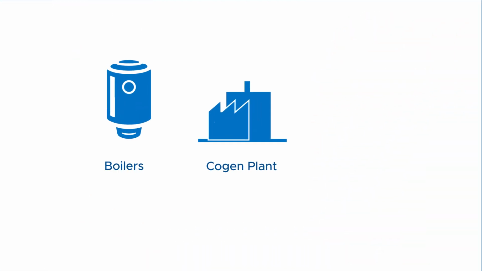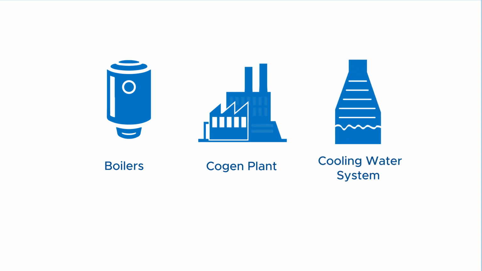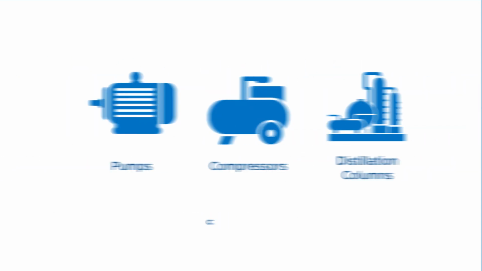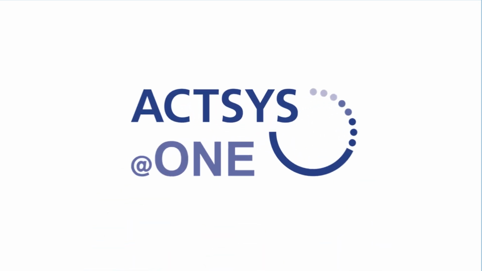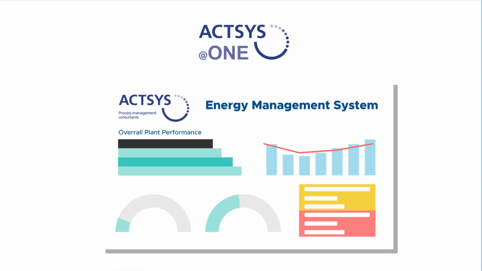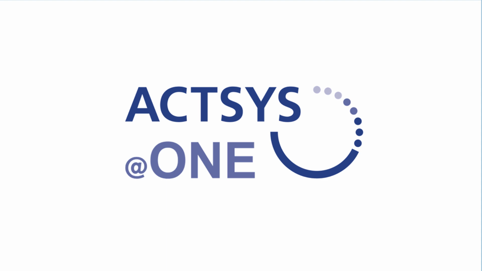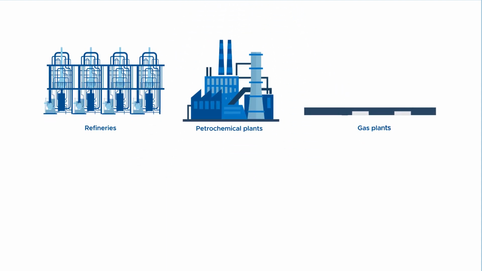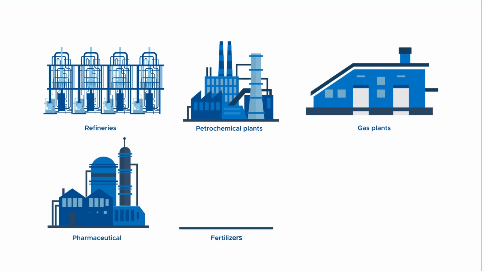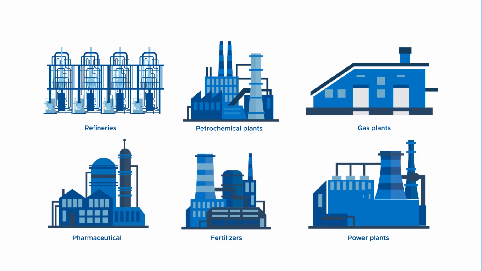ACTSYS ONE emphasizes energy optimization for both the utility producers and consumers. The dashboards provide a breakdown of the energy performance of the process units and prioritize operational adjustments and corrective maintenance by various stakeholders. The software has unit modules that are applicable for a wide range of process plants, such as refineries, petrochemical, gas plants, pharmaceutical, fertilizers, and power plants.